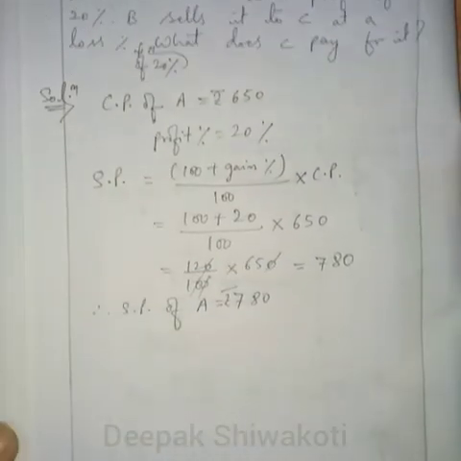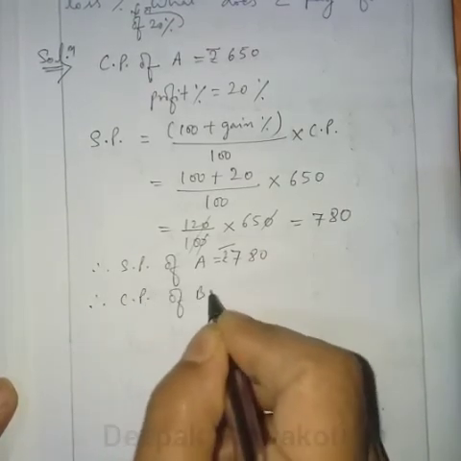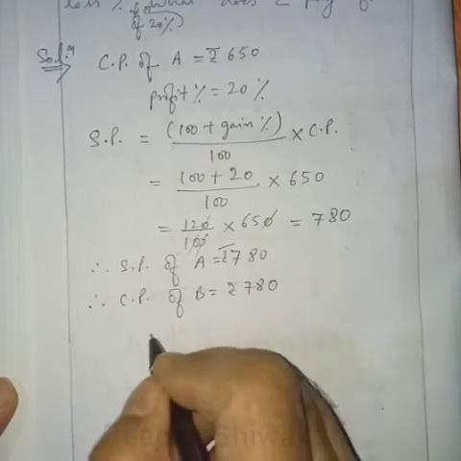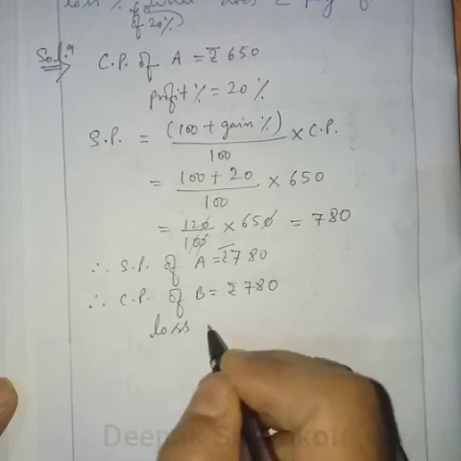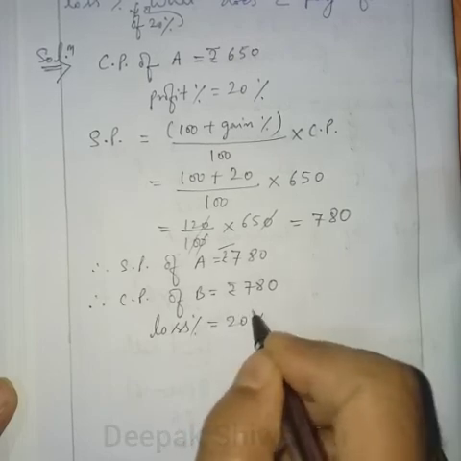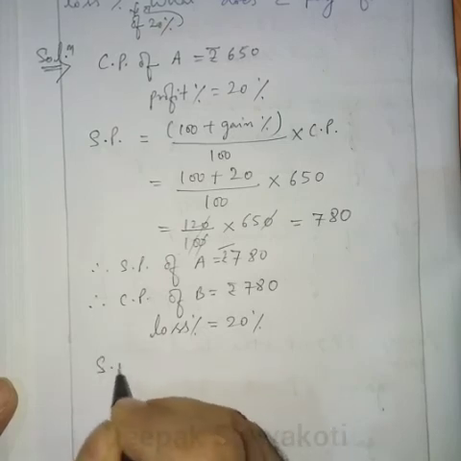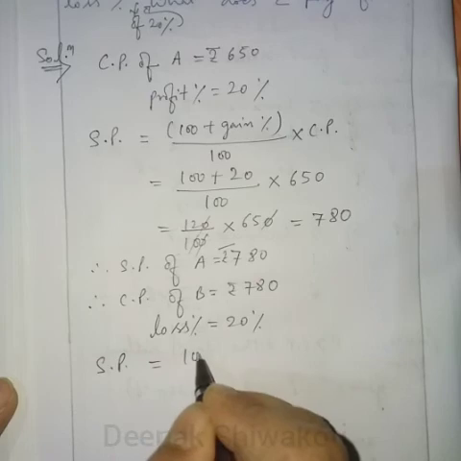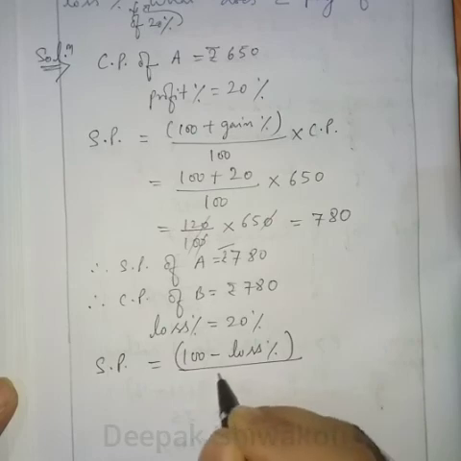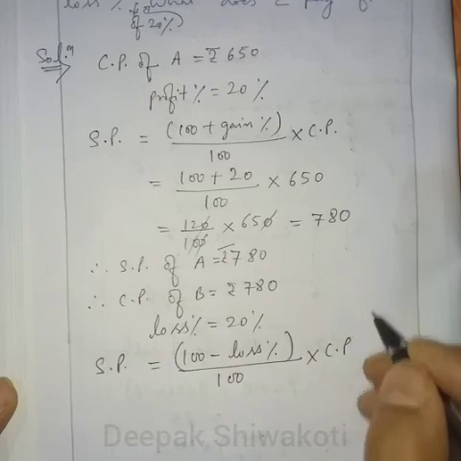So therefore cost price of B will be equal to rupees 780, and he has incurred loss. Loss percent is equals to 20%. So we can find the selling price of B by applying the formula. Selling price will be equal to 100 minus loss percent by 100 into CP. Do remember the formulas, this one and this one.